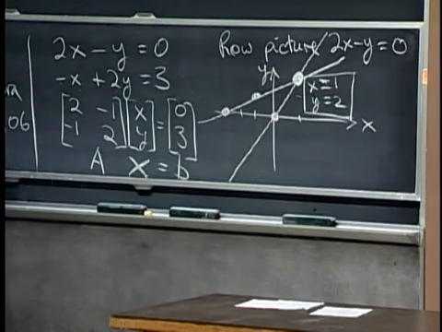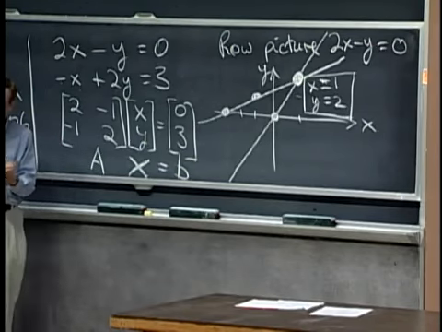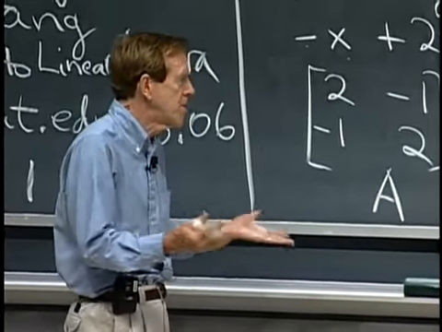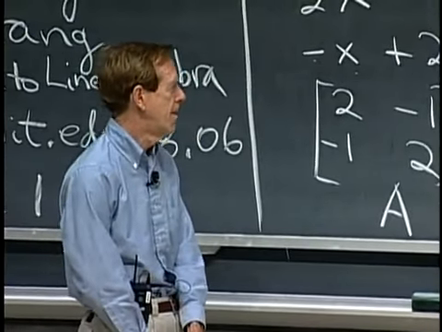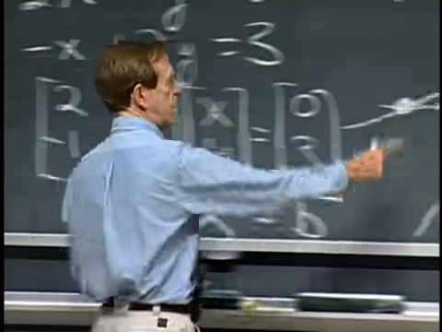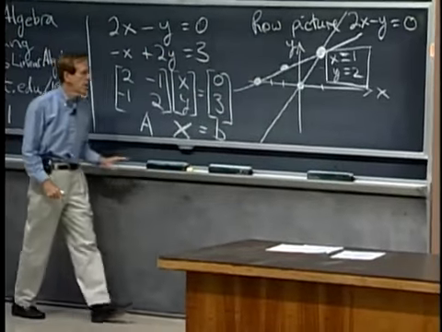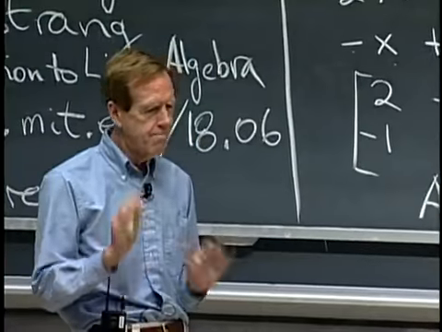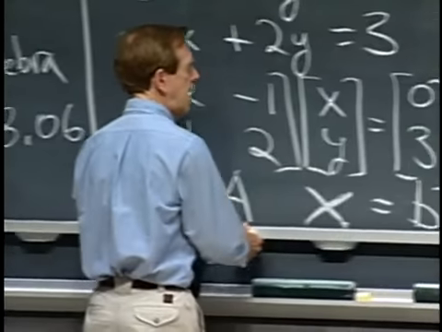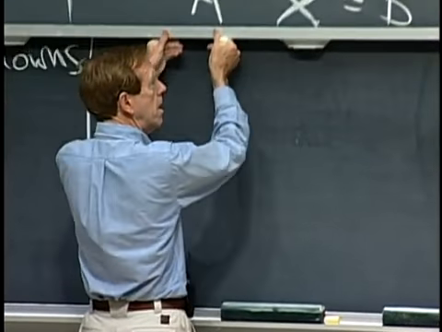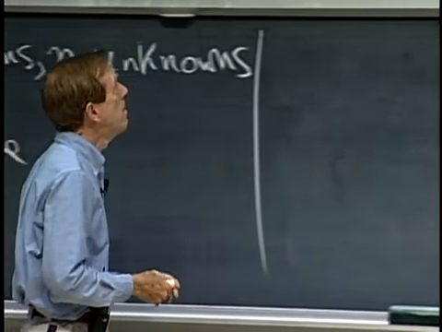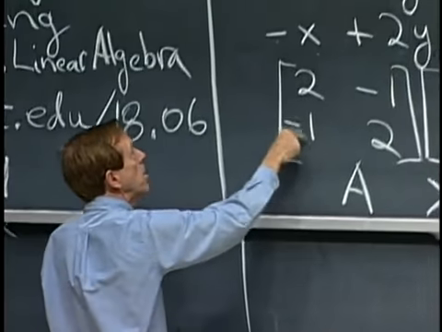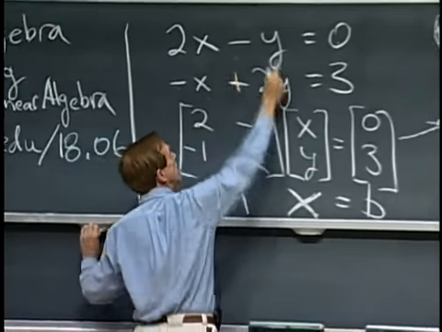But seeing the row picture, first of all, for n equal 2, 2 equations and 2 unknowns, it's the right place to start. Okay, so we've got the solution, the point that lies on both lines. Now can I come to the column picture? Pay attention. This is the key point. So the column picture. I'm now going to look at the columns of the matrix. I'm going to look at this part and this part.